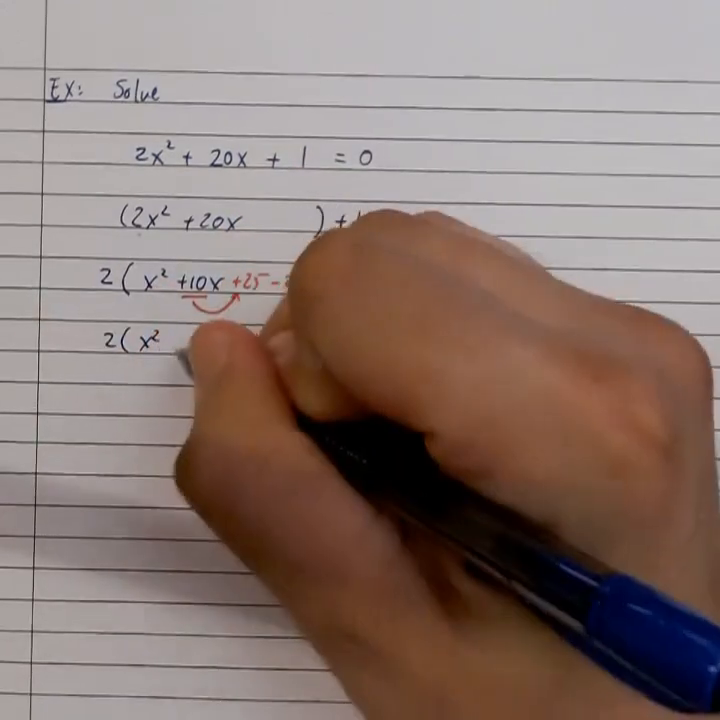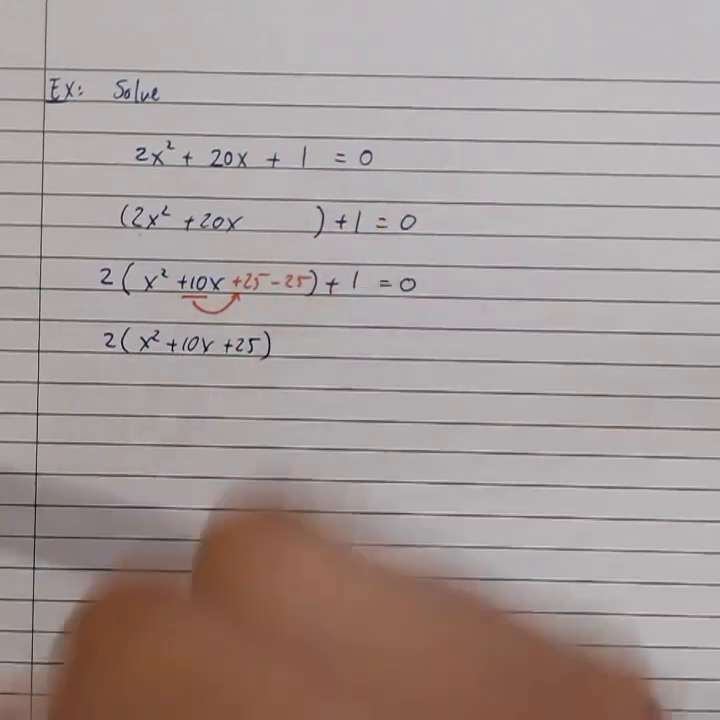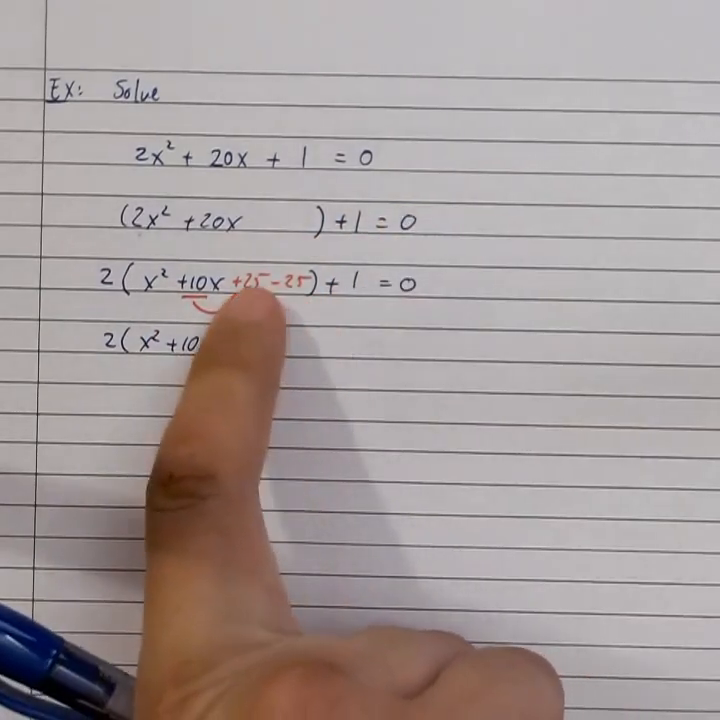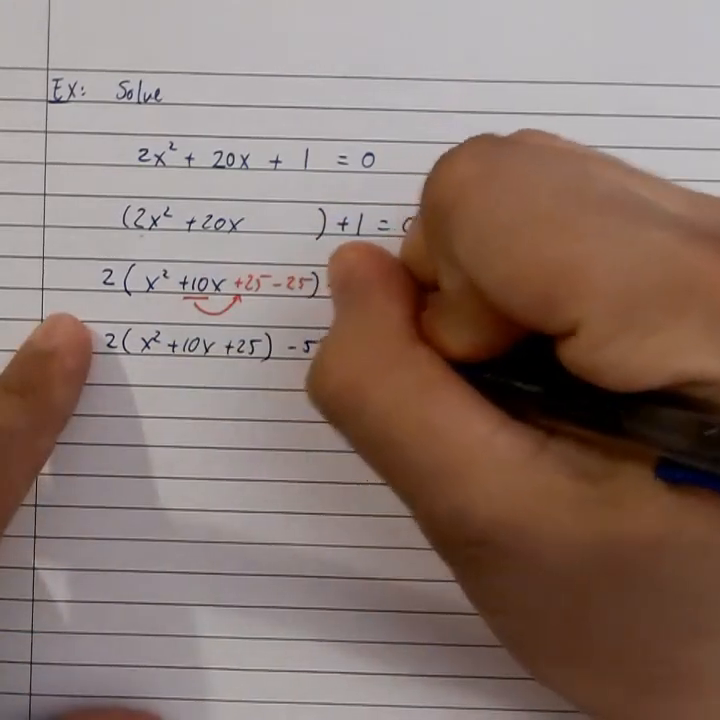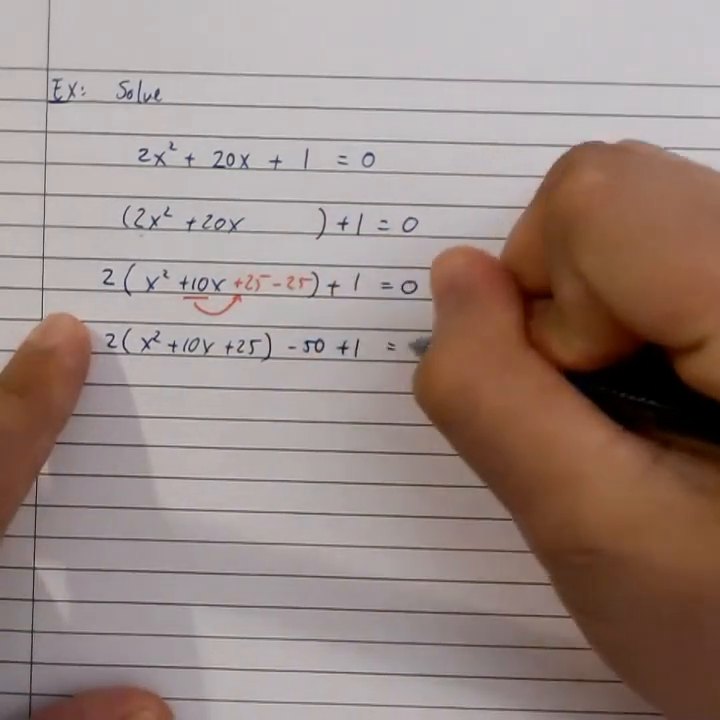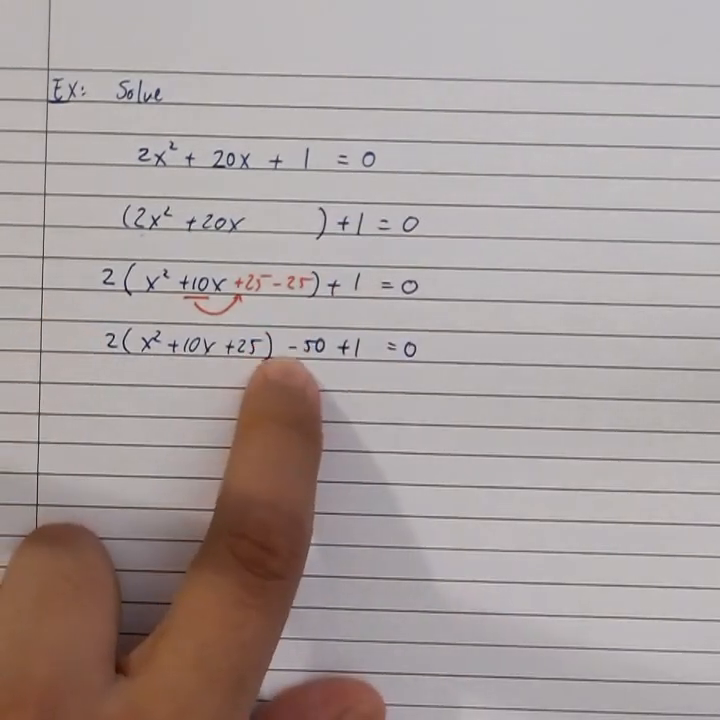I'm going to write this way. That's going to be x squared plus 10x plus 25. That's going to stay in the parentheses. But now, this is going to come out. So I have minus 50 plus 1 equals 0. At this point, you say, whoa, hold on. Minus 50. Where'd 50 come from?